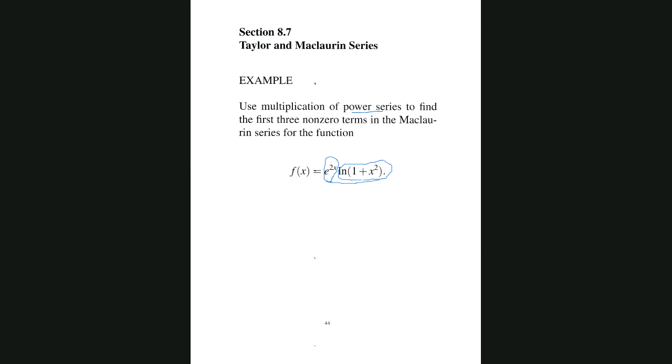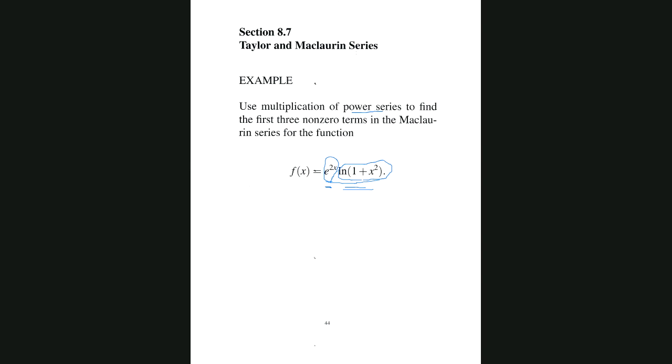Okay, but now here we are, section 8.7. We want to find the first three non-zero terms in the Maclaurin series for this function. So I'm going to make use of the fact that I have a Maclaurin series for an exponential function and a log function. Once I have the two series, I can multiply the power series. You see here we have the product of one function times another function. So if I get the power series for the first function and the power series for the second function, I can multiply the two power series together to answer this question.